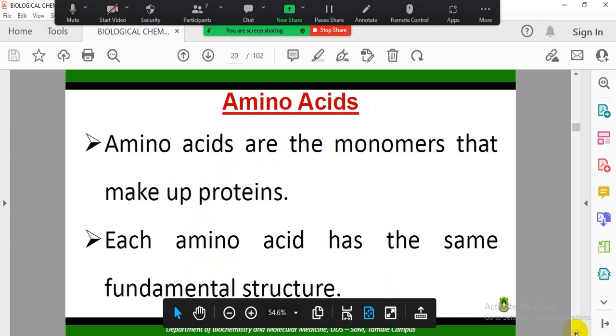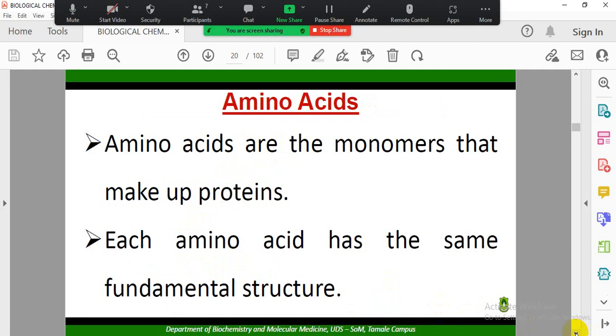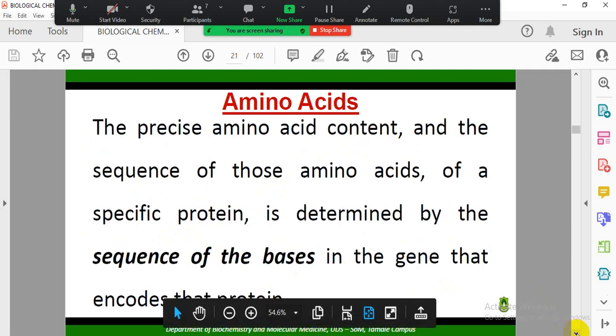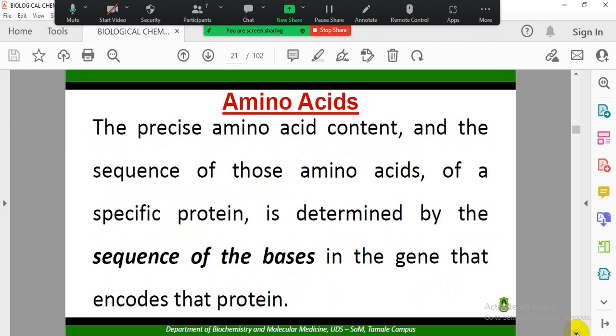Okay, so amino acids are the monomers that make up proteins. They are the basic unit or single unit of what? Proteins. Each amino acid has the same fundamental structure. The precise amino acid content and the sequence of amino acids of a specific protein is determined by the sequence of the bases in the gene that encodes that protein. We will be doing the central dogma of molecular biology, so when we get there, you understand this.